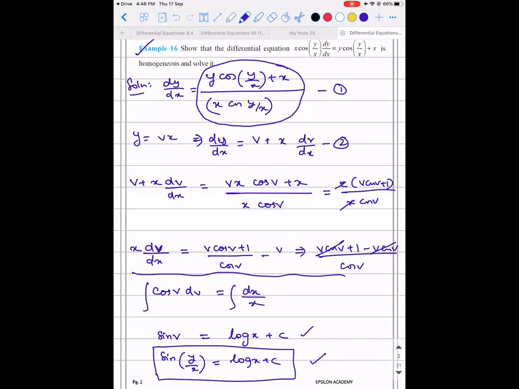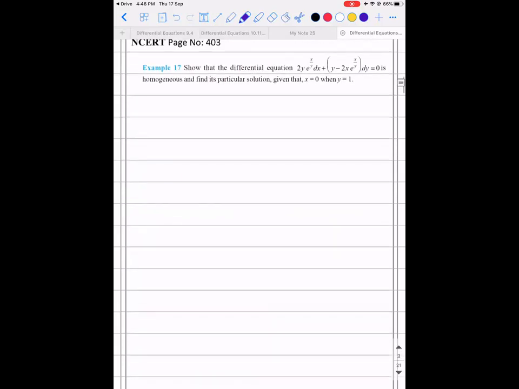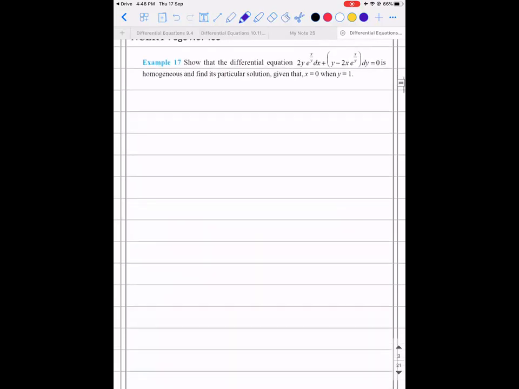Okay, I'm moving on to the next question. 17th one. Show that the differential equation 2y e^(x/y) dx + (y - 2x e^(x/y)) dy = 0 is homogeneous, and find its particular solution when x is 0 and y is 1.